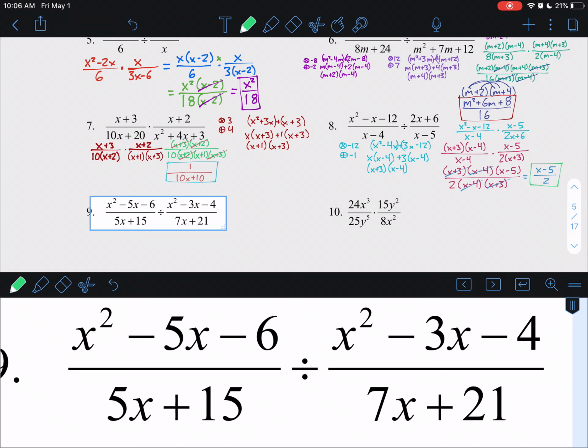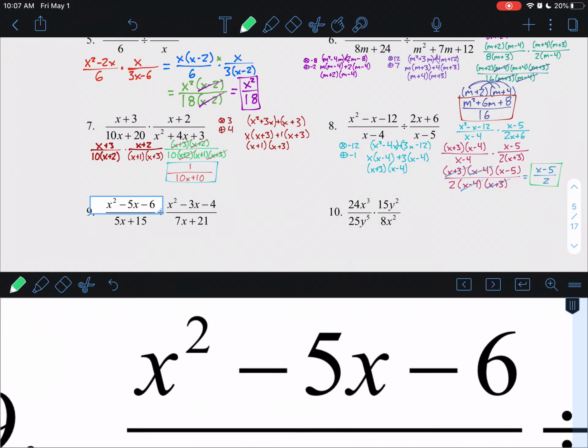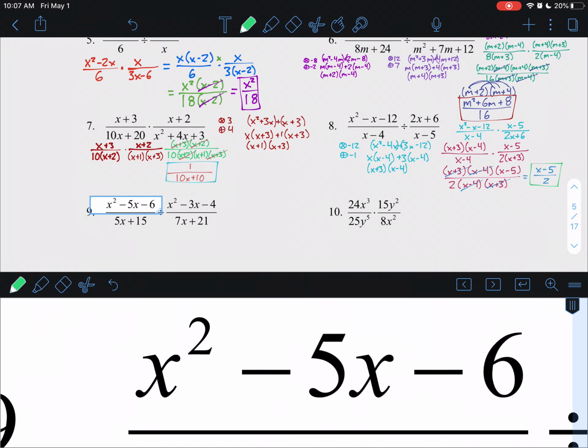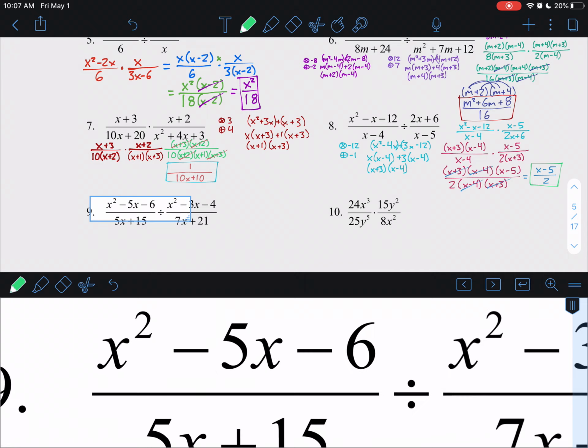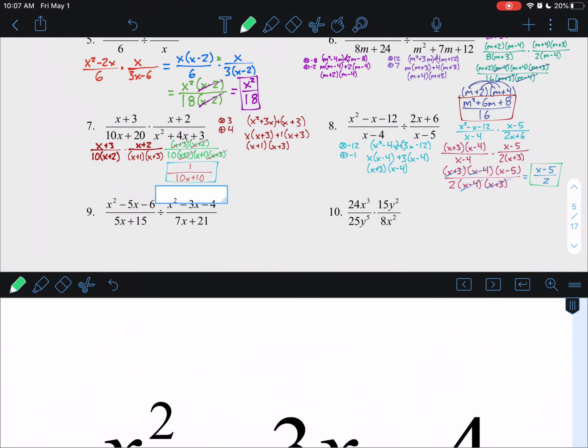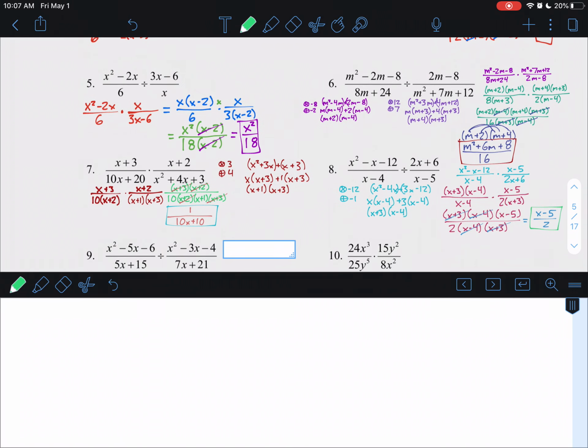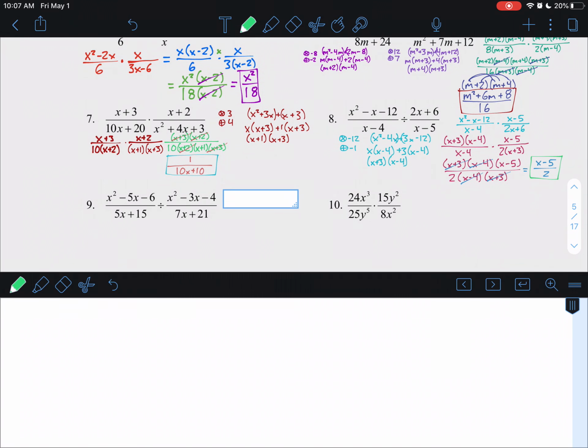Okay, we'll do it anyways. Okay, number 9 is just going to be pretty much the same thing as number 6, which wasn't a nice problem. But it is division. So what was the first thing I did there? I did the keep change flip.